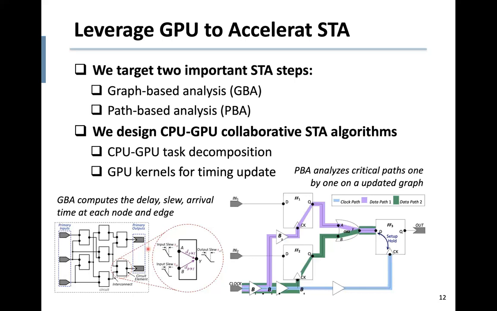So we typically run PBA after GBA. We want to identify a set of critical paths and analyze those critical paths from an updated timing graph, path by path, and apply path-specific update to remove those pessimism. And I will talk about those details later. Both processes are important steps in STA. And our research goal here is to speed up GBA and PBA using GPU and achieve significant performance scalability gain beyond CPU parallelism.